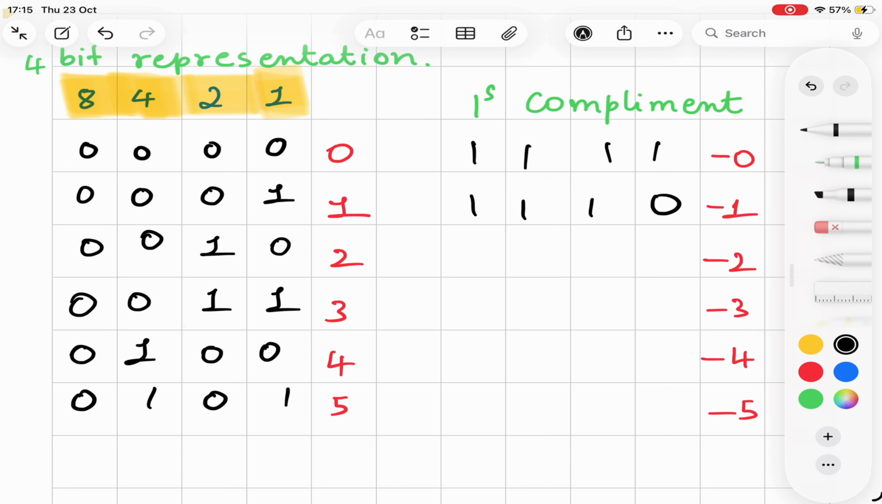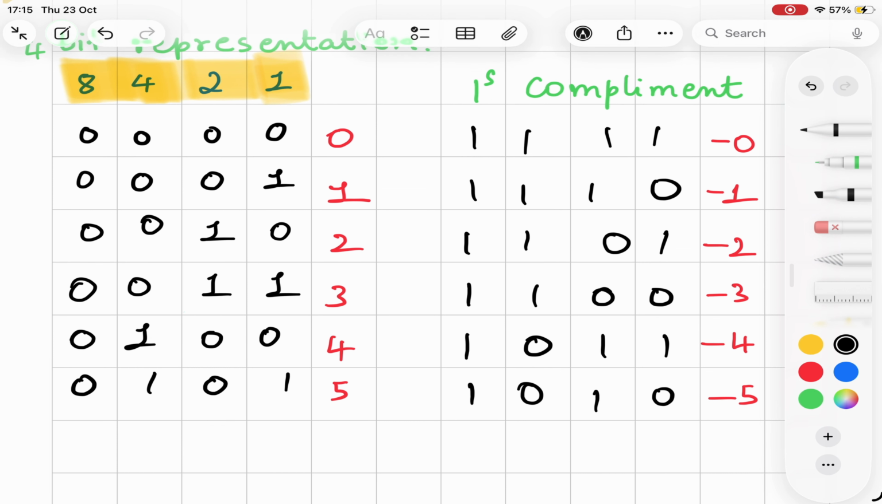And then I have minus 2, so I have to reverse the bits for positive 2, that is nothing but 1, 1, 0, 1. And then for minus 3, I have to do 1, 1, 0, 0. And for minus 4, it is 1, 0, 1, 1. And minus 5, it is 1, 0, 1, 0. So here I have just flipped the bits in order to represent negative numbers. And now in 1's complement there is a problem where we have negative 0. Negative 0 does not actually exist in reality.